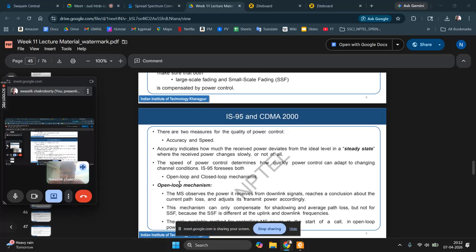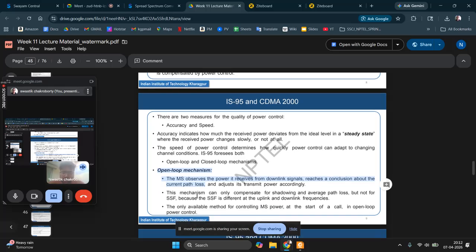And the next is speed. Speed is how quickly your power control can adapt to the changing channel condition. So if your channel condition changes suddenly, how quickly can your power control change your power? That is measured by the speed. So accuracy and speed both need to be taken care of.